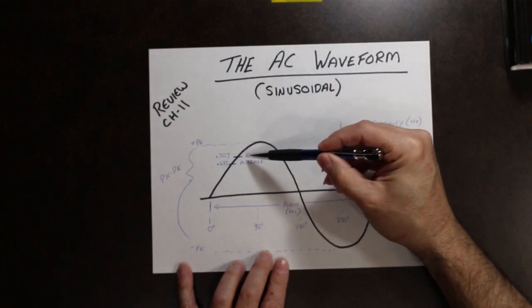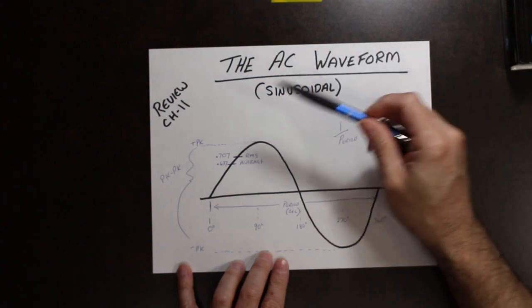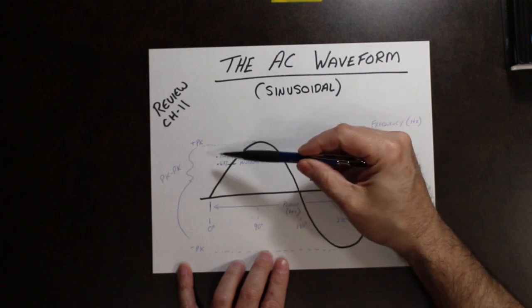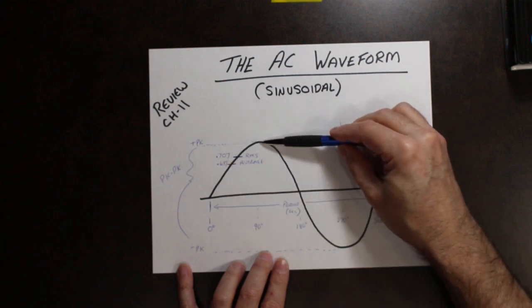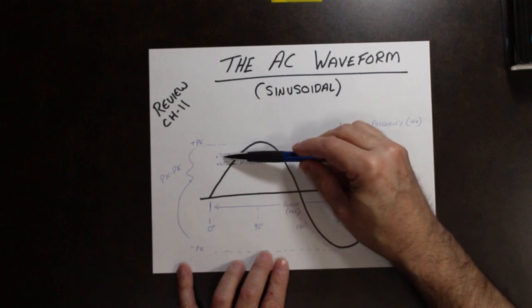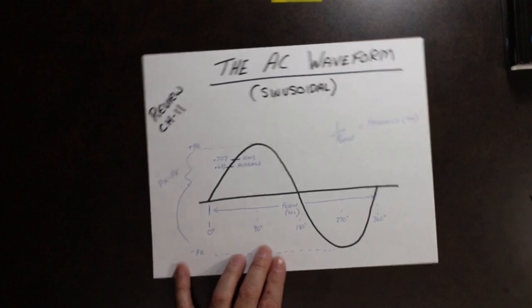The next is probably the most important, which is called the RMS value. So the RMS value is 0.707 of the peak value. So whatever the peak value is, multiply by 0.707 and you get the RMS value. So what does RMS actually mean?